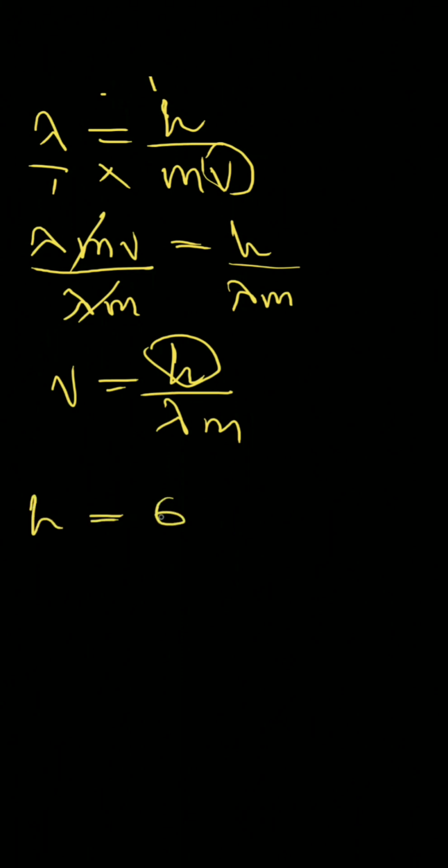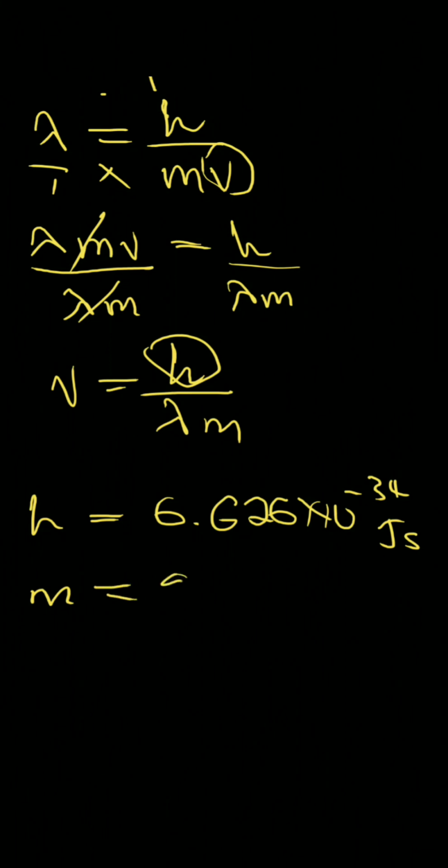Now Planck's constant is given as 6.626 times 10 to the power negative 34 joule seconds as the units. So this might be given in an exam. Then the mass of an electron is given as 9.109 times 10 to the power negative 31 kgs.